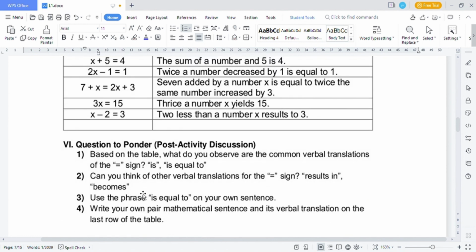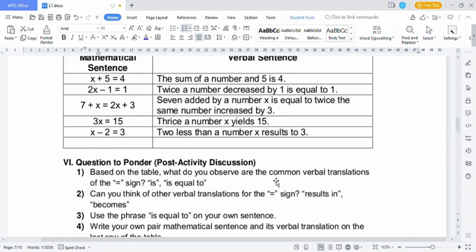So, we have here questions to ponder. Number 1: based on the table, what do you observe are the common verbal translations of the equal sign? Is it equal to? Not all the time is the equal sign converted as equal to. We also saw yields and results. It depends on how it is used in the sentence.